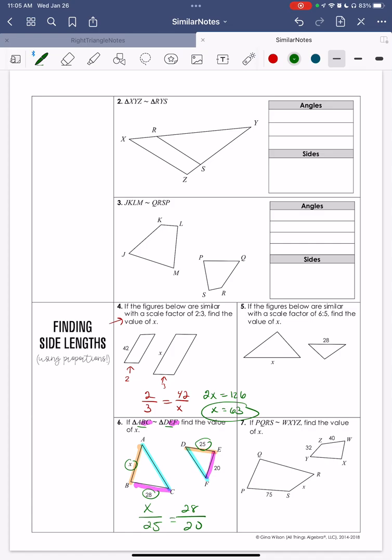Now, there are other ways to write that proportion. In fact, last class we talked about different ways you can write the same proportion. So that's fine if you do that.